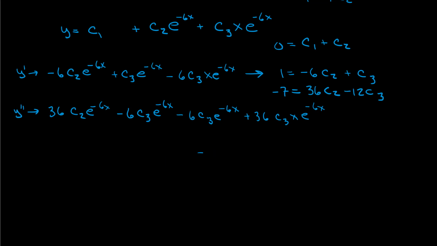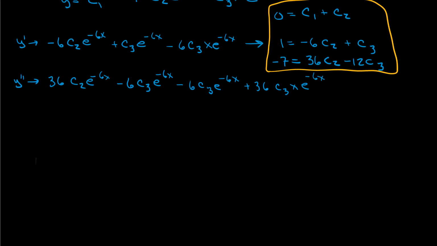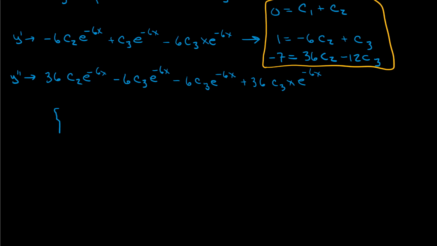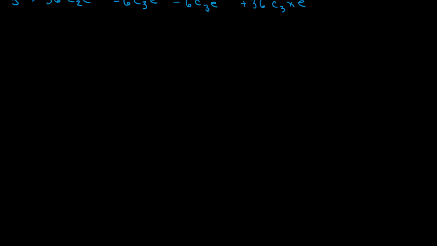Okay, so I have my three equations. I'll put these three equations in this yellow box right there. So what I'm going to do now is set up an augmented matrix. I'm going to have my C1, C2, C3, then what's on the other side of the equation. So it's going to work out like that.